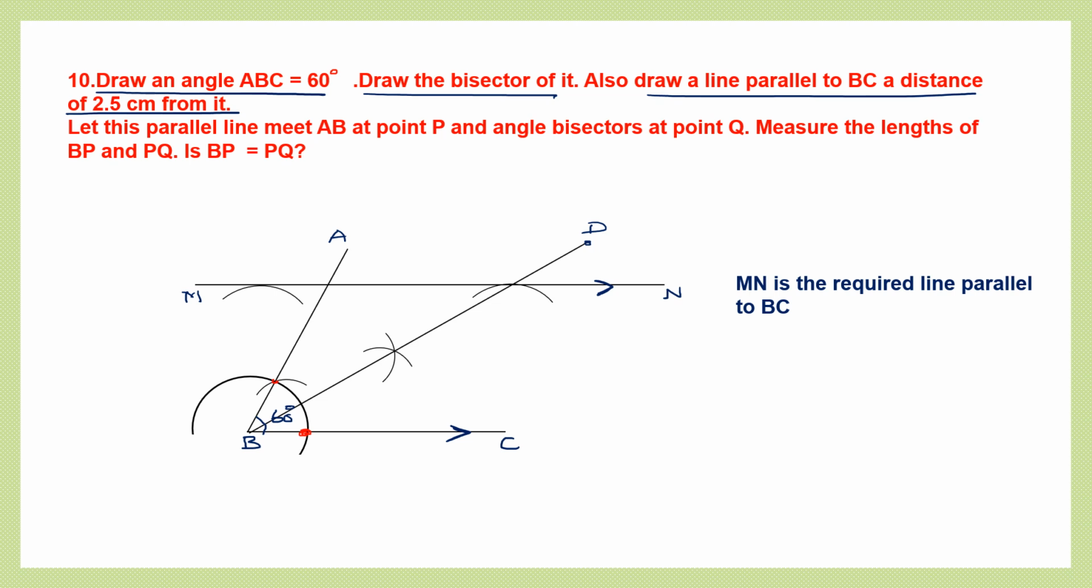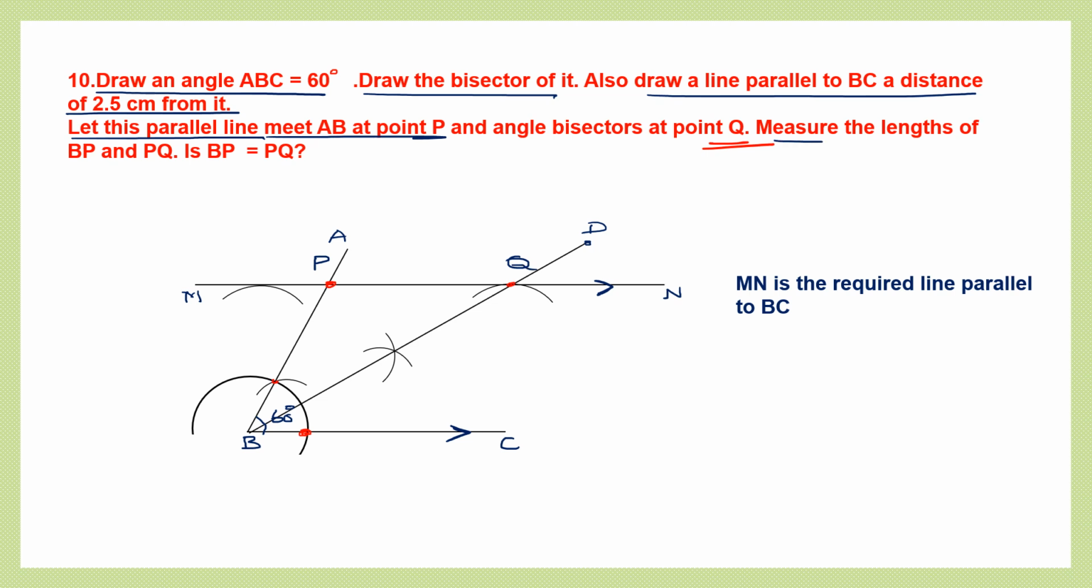Now let's continue. Let this parallel line, the one that you've drawn, MN, meet AB at point P. As you can see, this line MN has met AB at a particular point. We are asked to name this point P. So let's do that, P. And let's continue: the angle bisector at point Q. This parallel line has touched this angle bisector at a particular point here, and we are asked to name it Q. So let's call it Q.